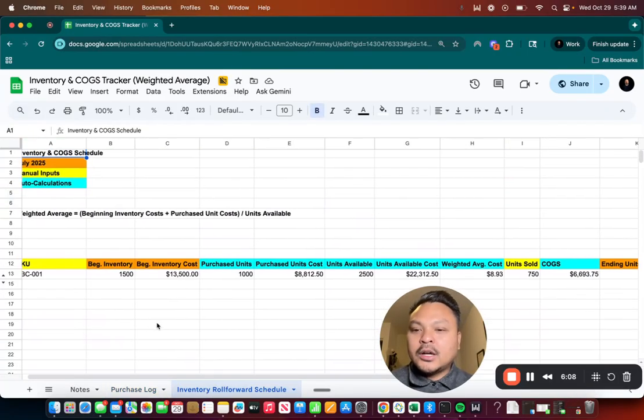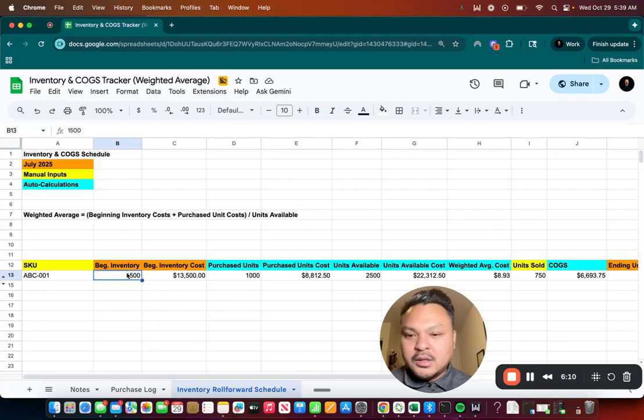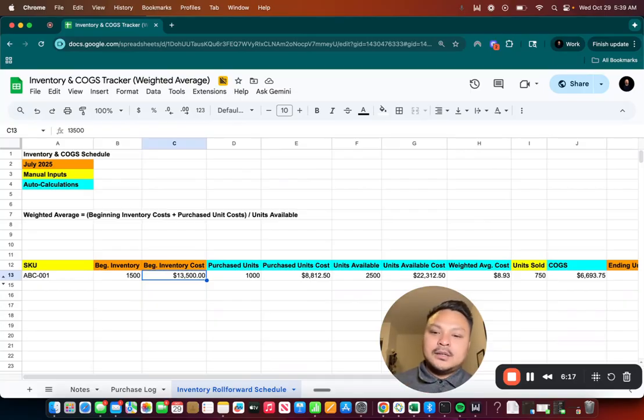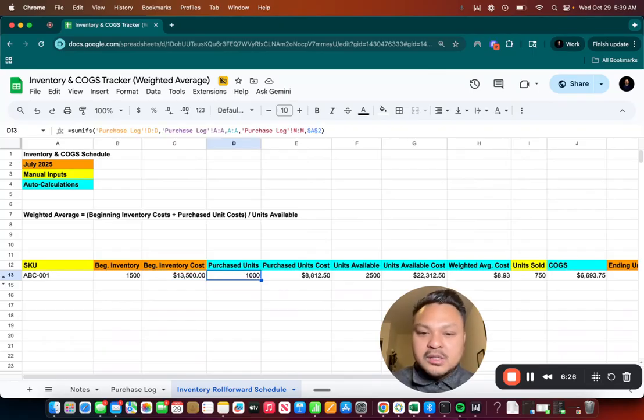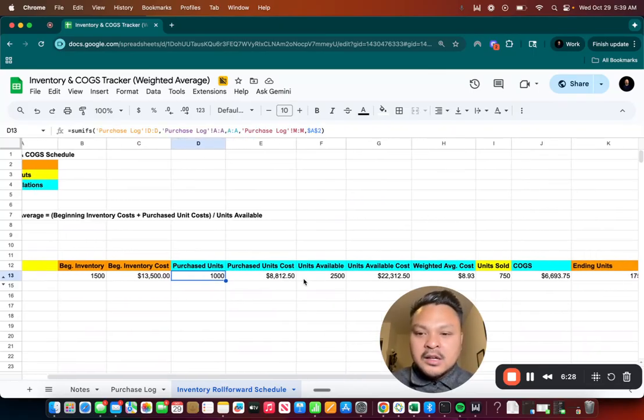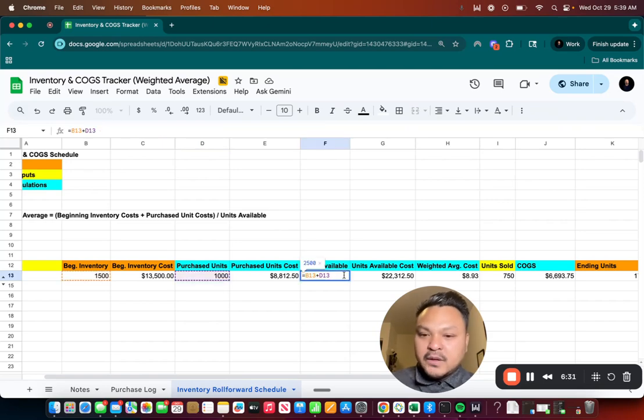So I know at the beginning we had 1,500 units, right? And our beginning inventory cost is 13,500, right? So on my balance sheet, I should be showing 13,500 of inventory available at the start of the month, or at the end of the prior month. So if I purchased 1,000 units at this cost, my units available now is 1,500 plus 1,000 is 2,500. The total cost is 22,300. So my weighted average is $8.93, right?